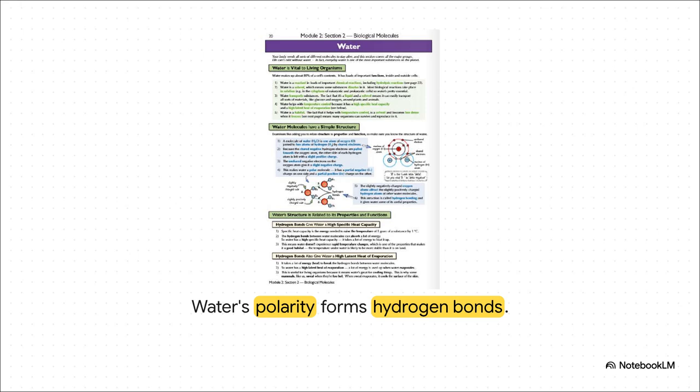Check out how this polarity plays out in real time. The slightly negative oxygen atom of one water molecule naturally attracts the slightly positive hydrogen atoms of the water molecules next door. This attraction creates what we call hydrogen bonds. Now, by itself, a single hydrogen bond is pretty weak, but when you have millions of them together, it creates this tremendously strong dynamic network.